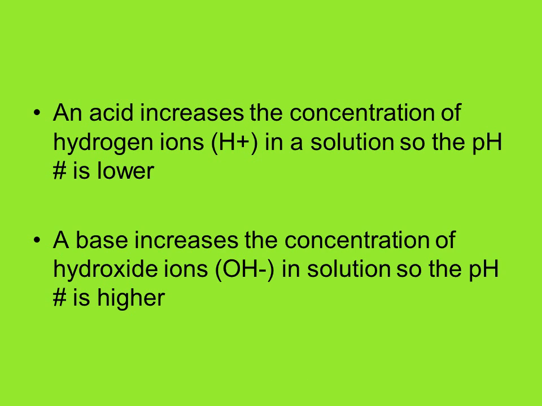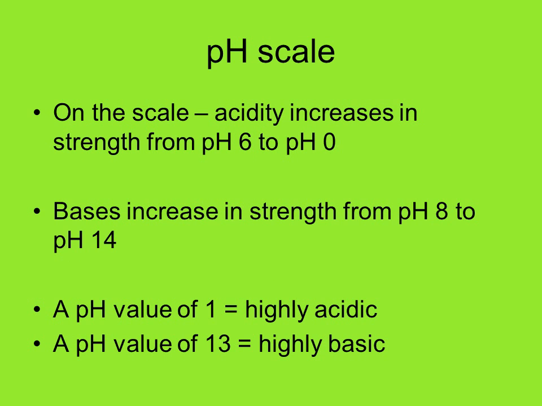An acid increases the concentration of hydrogen ions in a solution so that the pH is lower, towards 0. A base increases the concentration of hydroxide ions, which are OH negative, in solution, so the pH number is higher. On the pH scale, acidity increases in strength from pH 6 to pH 0, whereas bases increase in strength starting at 8 up to 14. So a pH value of 1 is highly acidic, whereas a pH value of 13 means highly basic.